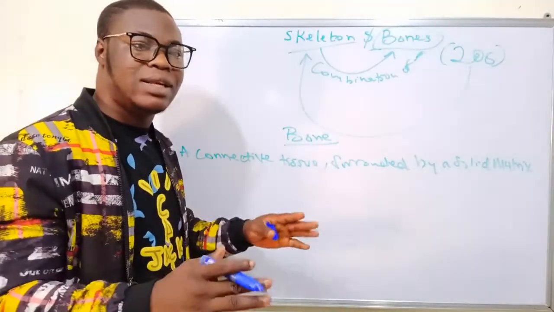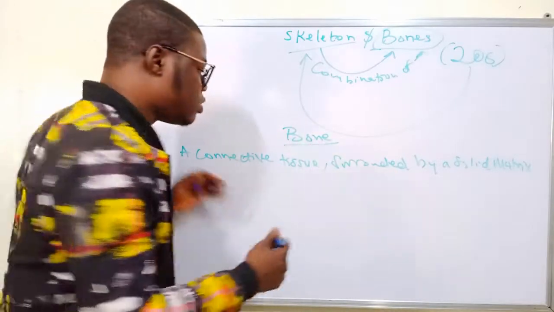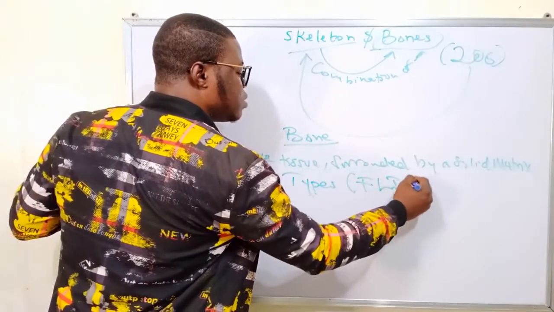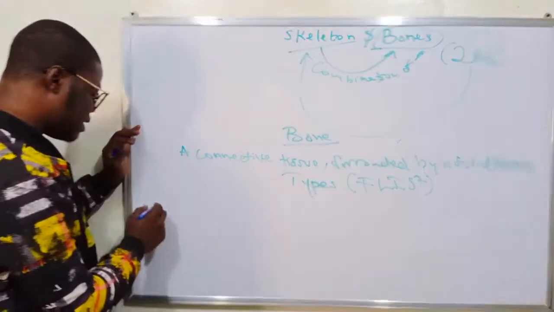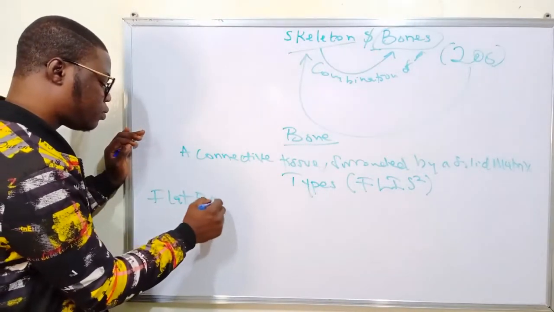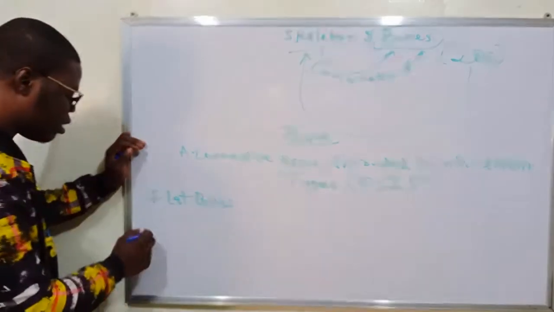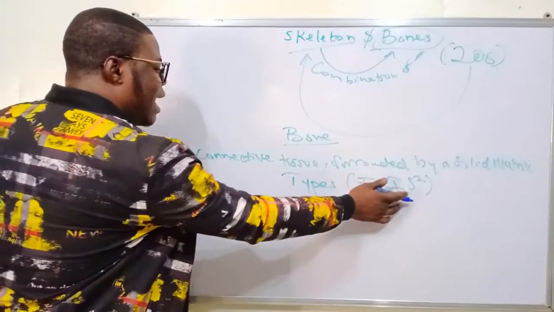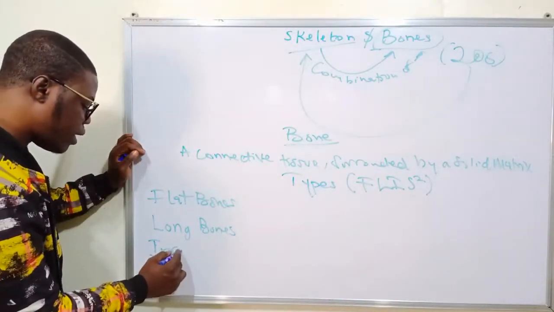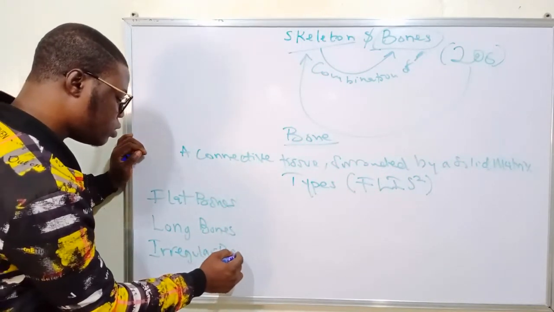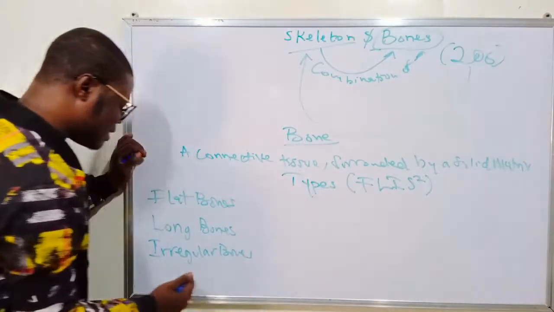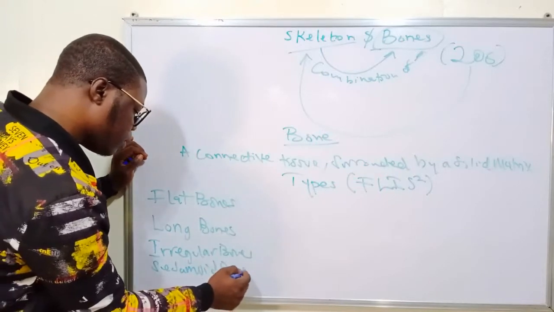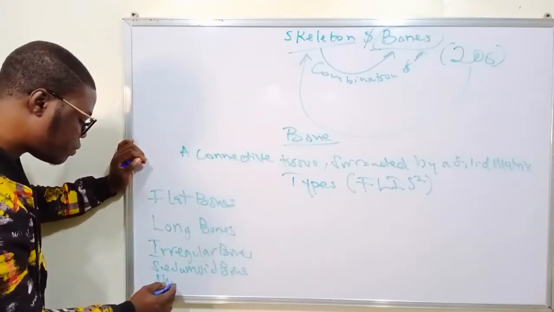Now, what are the types of bone? We have basically 5 types of bone, and the acronym is FLISS. So the F right here means flat bones. After that, the L, long bones. And after that, the I, irregular bones. And then we have the sesamoid bones. And finally, the last S, short bones.